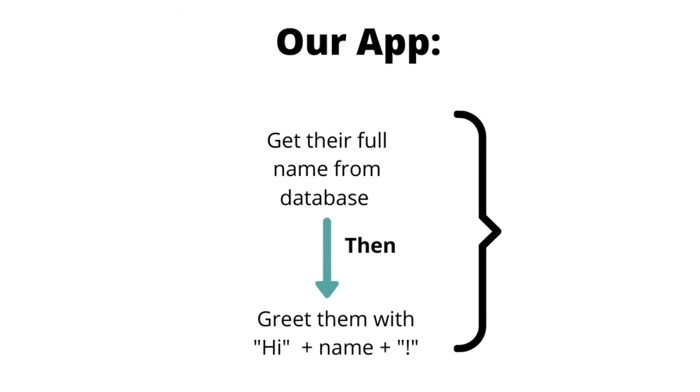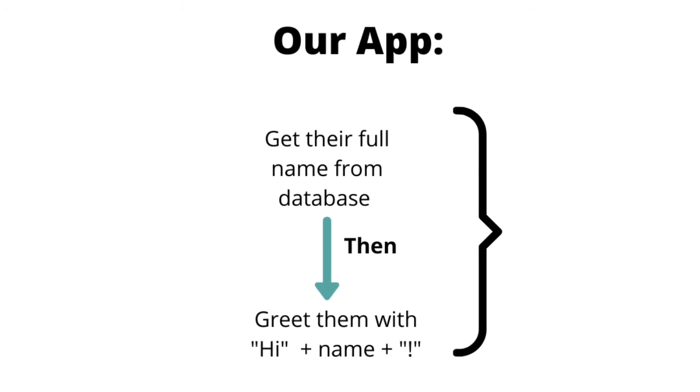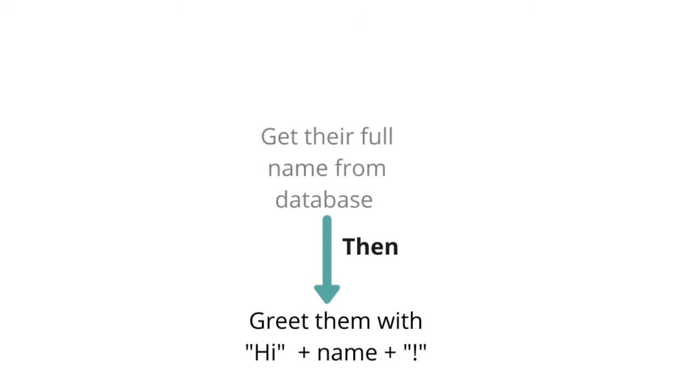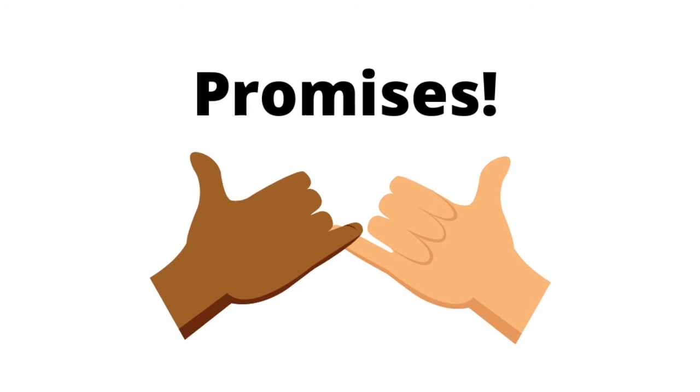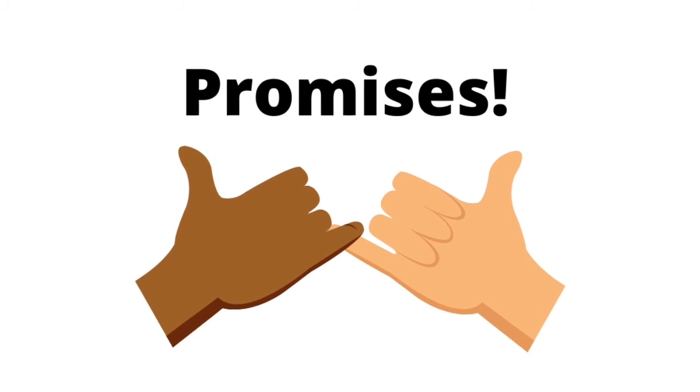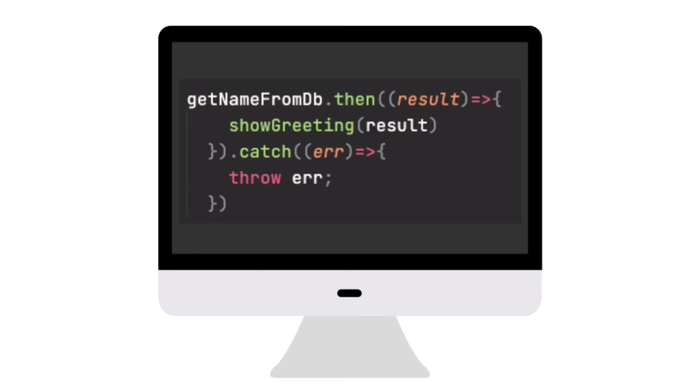Ideally, this is what we want. We want to get the user's name from the database, and then, and only then, do we want to greet them. We can do this very easily by using promises. Promises are used for a bunch of other things, but here I'm explaining how they can be used with asynchronous functions. So what happens is that we convert our code into a promise.